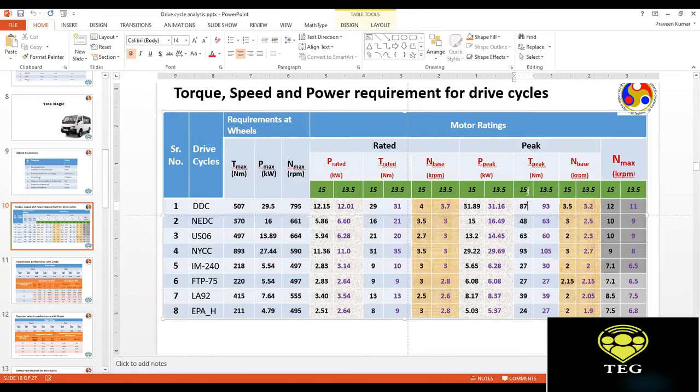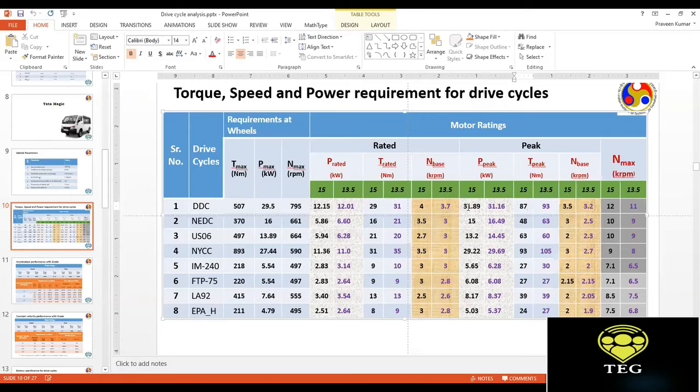Clear? Similarly, the power of 29.5 kilowatt at the wheel translates to around 32 kilowatt at the motor shaft. The power is a bit higher because we have taken the losses into account. Between the wheel and the motor, you would have a gear, some transmission mechanism, some rotating parts, and they would have their own efficiency. So if you need 30 kilowatt at the wheel, then the motor should produce at least 32 or 33 kilowatt depending on the efficiency of the system.